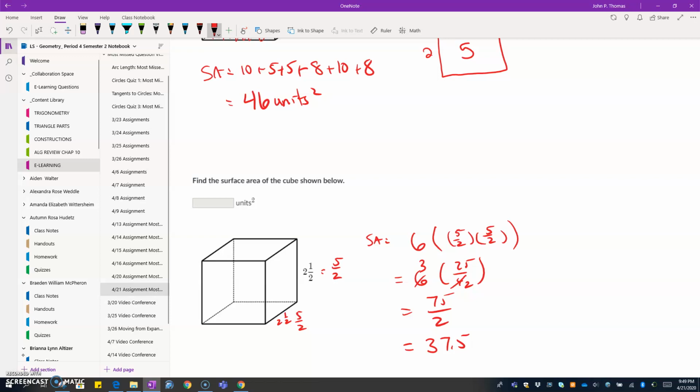I look back for my units. There's none listed, so we go with the generic units squared. All right, so that's surface area. And again, for that last one, we did not make a net because it was a cube, so we knew we had 6 congruent faces.